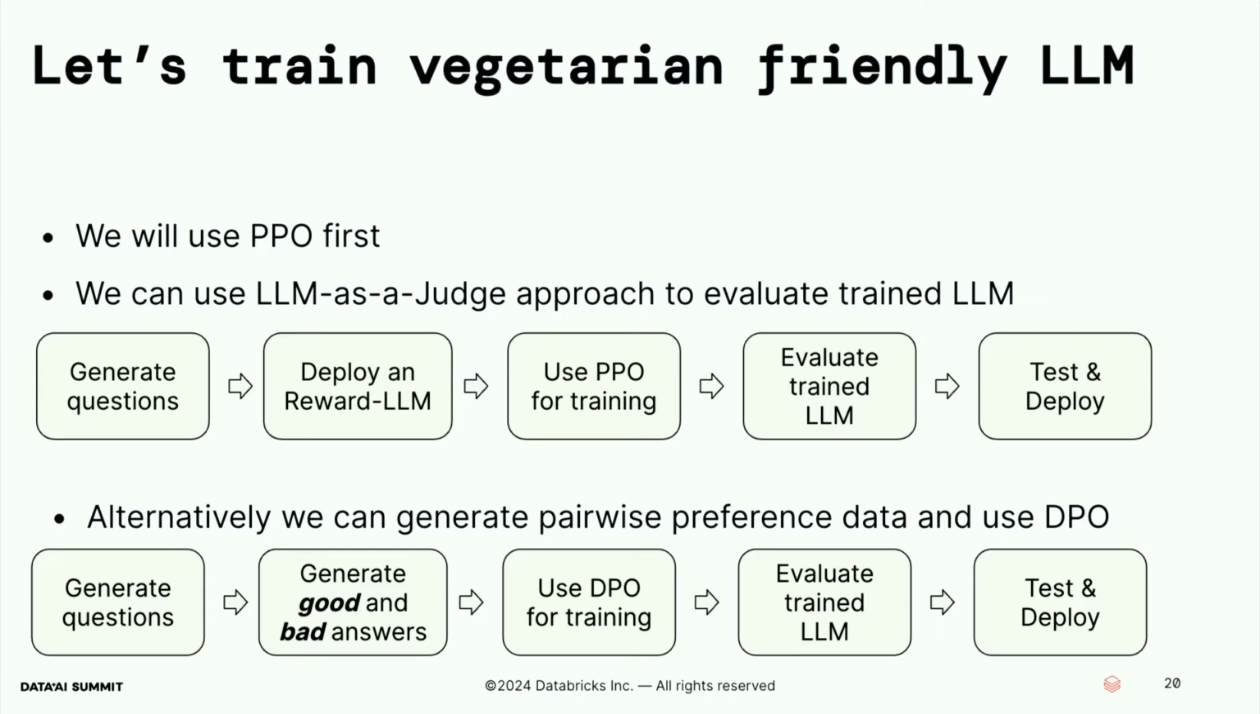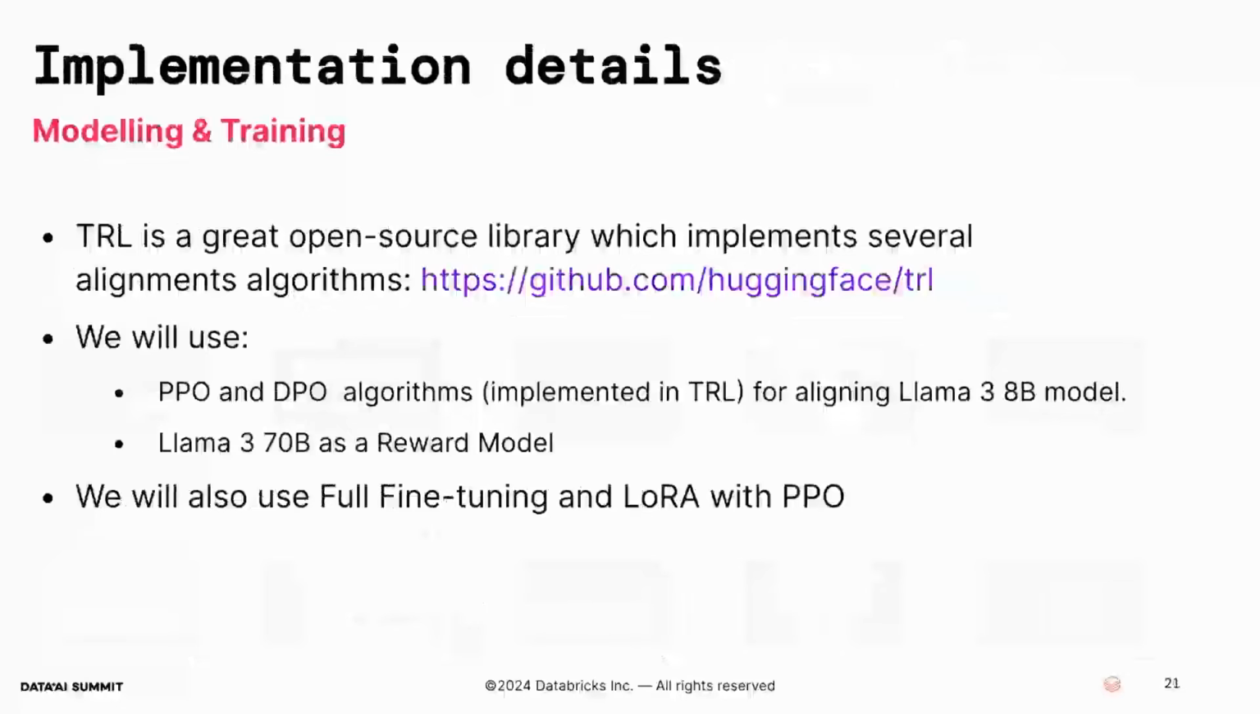With DPO, our pipeline is going to look very similar, but here are a couple of differences. After we generate the questions, we will need to generate good and bad answers. For that, we will also use large language models. For the actual training, we are going to use the TRL library, implemented by Hugging Face. It's a great library. It has already implemented multiple algorithms. It has PPO, it has DPO, and it has a lot of new alternatives.